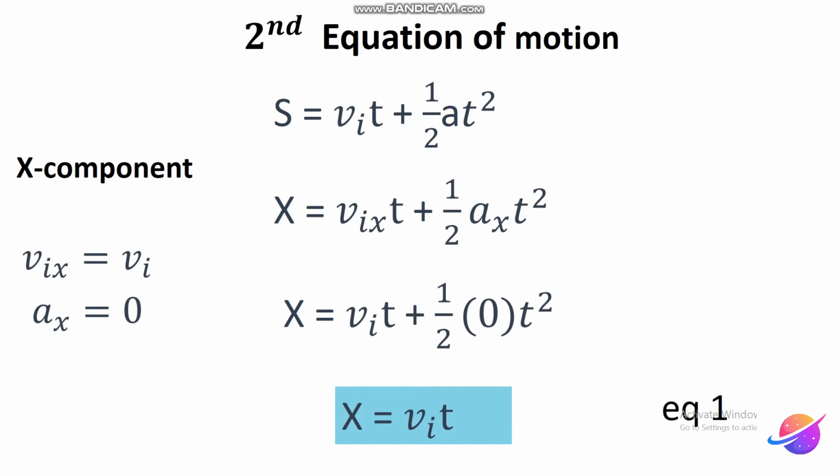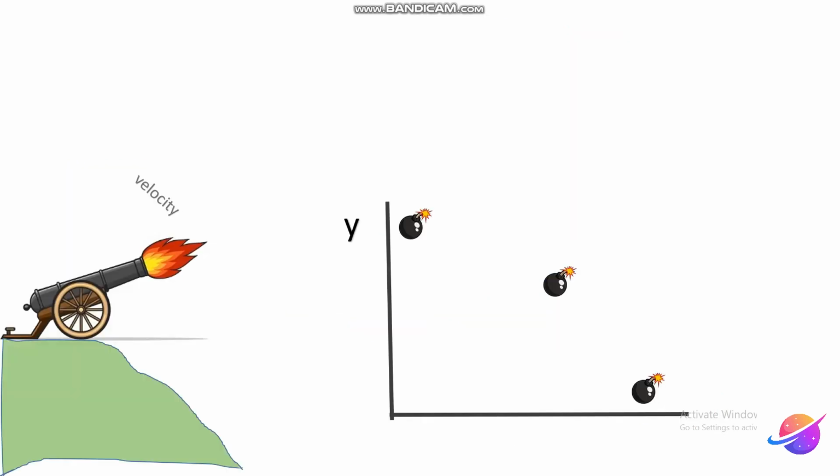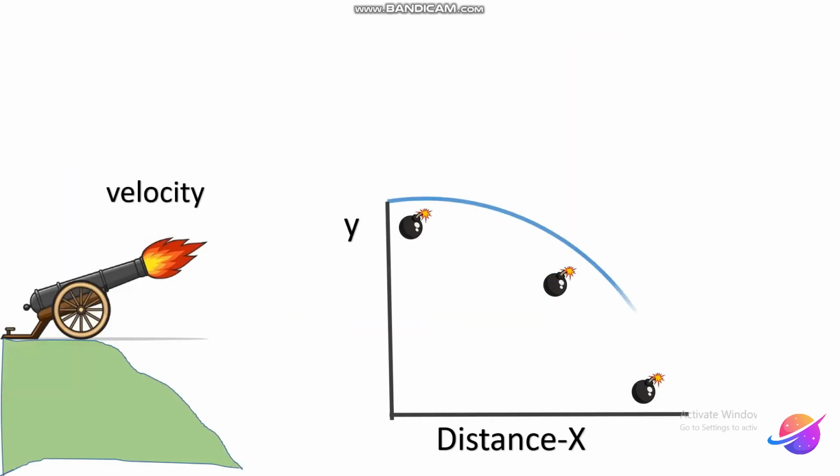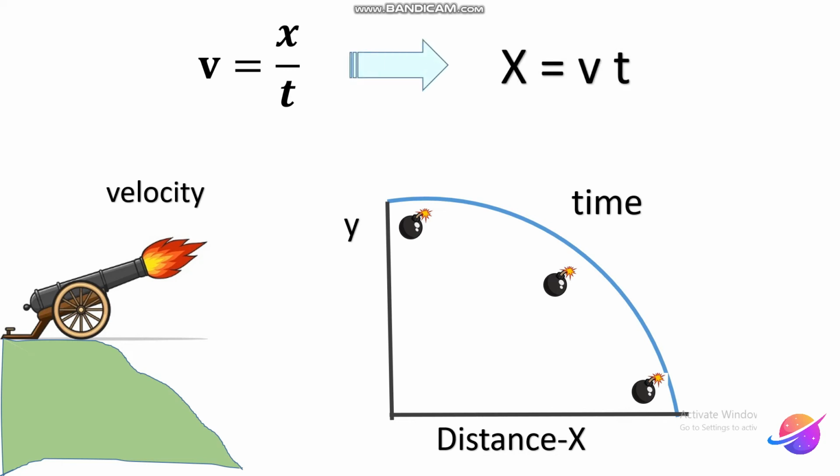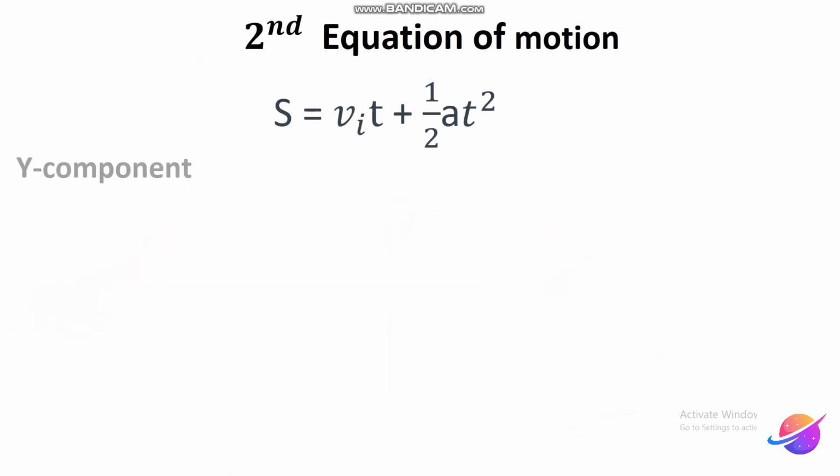For the y-axis we have given no vertical velocity. We have only given a horizontal component of the velocity, so viy would be equal to 0. And what would be ay? Ay would be equal to plus g, because now the ball is moving under the force of gravity. Normally acceleration due to gravity acts downward, so we take a positive sign with it.